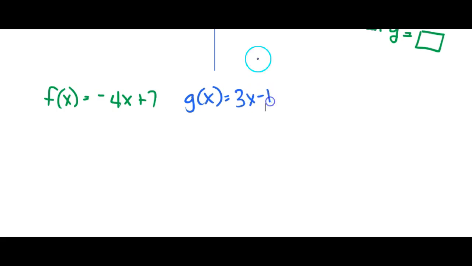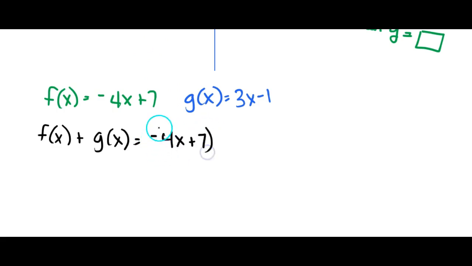So you have f of x, which equals negative 4x plus 7. And then they'll tell you, and we have g of x, which equals 3x minus 1. And then for the shorthand, what they say is, well, what happens when we have f of x plus g of x? All they're asking you to do is kind of fill it in, substitution, that whole idea. So f of x would be negative 4x plus 7, and then plus whatever your g of x is, which is 3x minus 1.